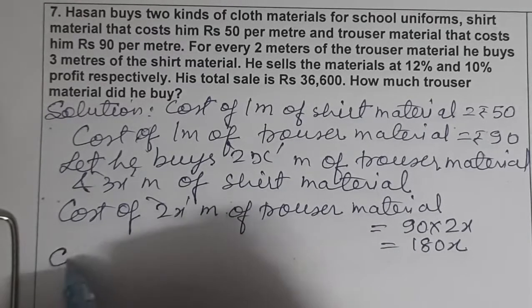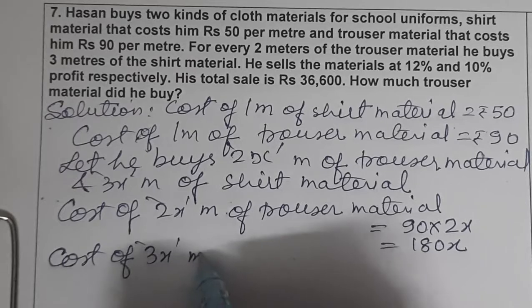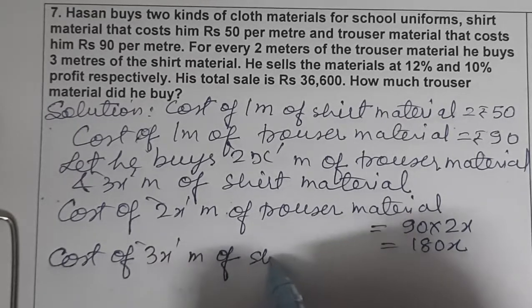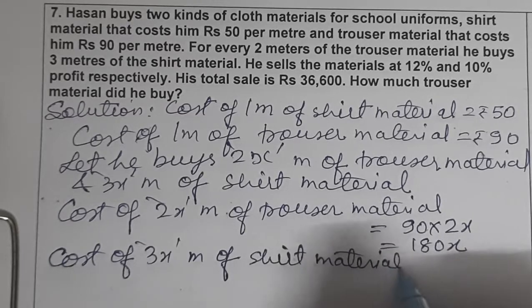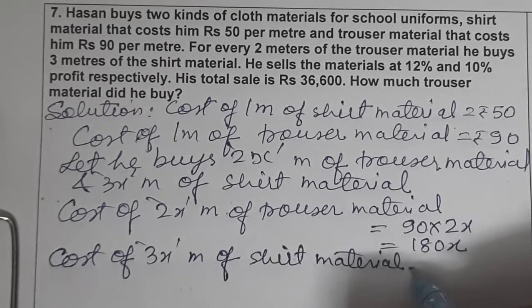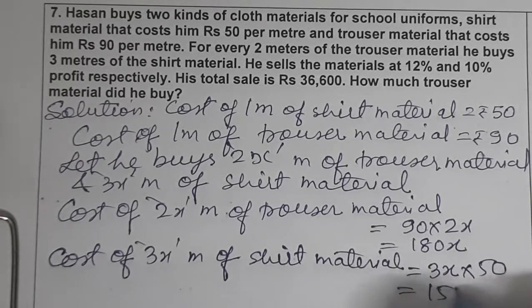And the cost of 3x meter of shirt material. What is the cost of shirt material, children? It is 50 rupees per meter, and 3x meter we have purchased. 3x into 50, 150x.